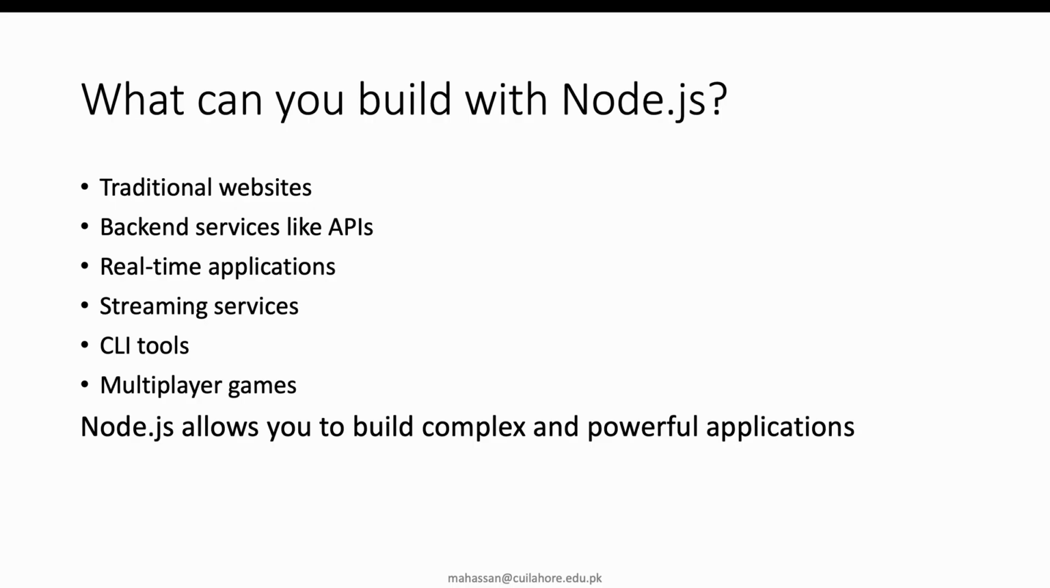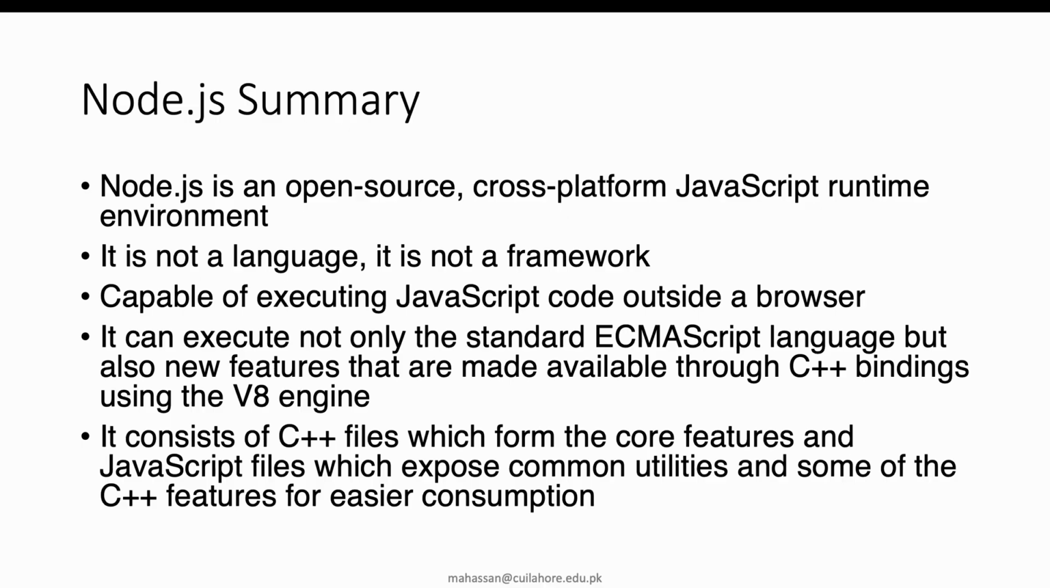To summarize, Node.js is a JavaScript runtime environment that allows developers to execute JavaScript code on the server side. It is open source, meaning that the source code is freely available to the public to view, modify, and distribute. Node.js is not a language or a framework, but rather a runtime environment that allows JavaScript to execute outside of a web browser. It runs on various operating systems, including Windows, Linux, and Mac operating system.